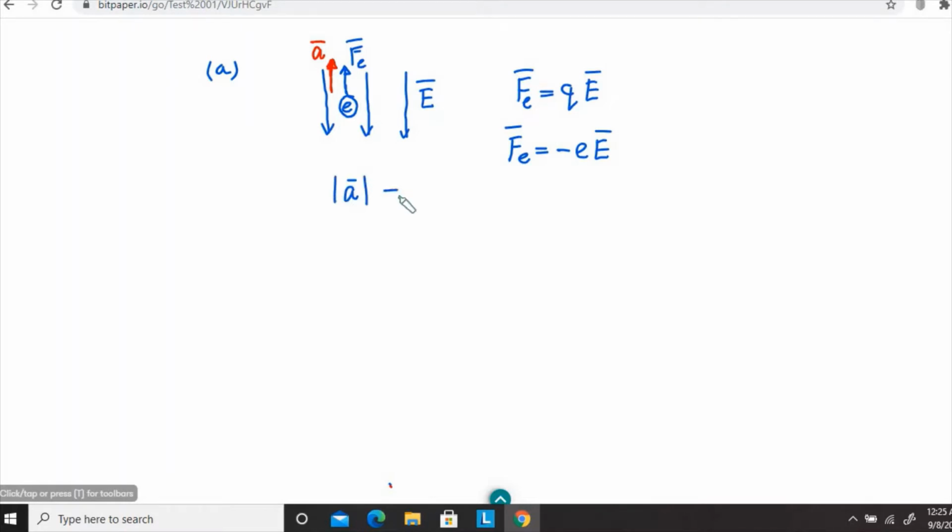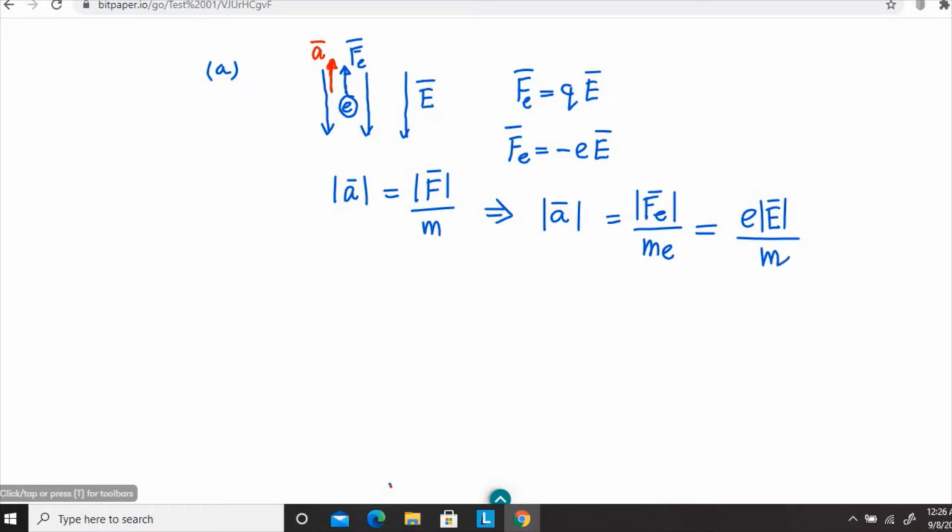The magnitude of the acceleration from Newton's second law, I can write this expression, specifically substituting for the electron. The magnitude of the acceleration is equal to the magnitude of the electrostatic force divided by the mass of the electron. Now the magnitude of the electrostatic force is given by this expression. We simply take the magnitude of this one. So it's e times the magnitude of the electric field divided by the mass of the electron.